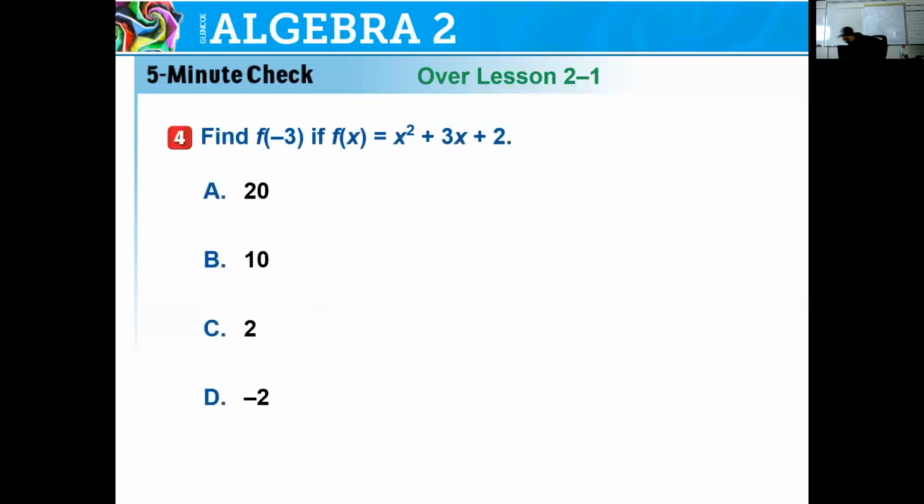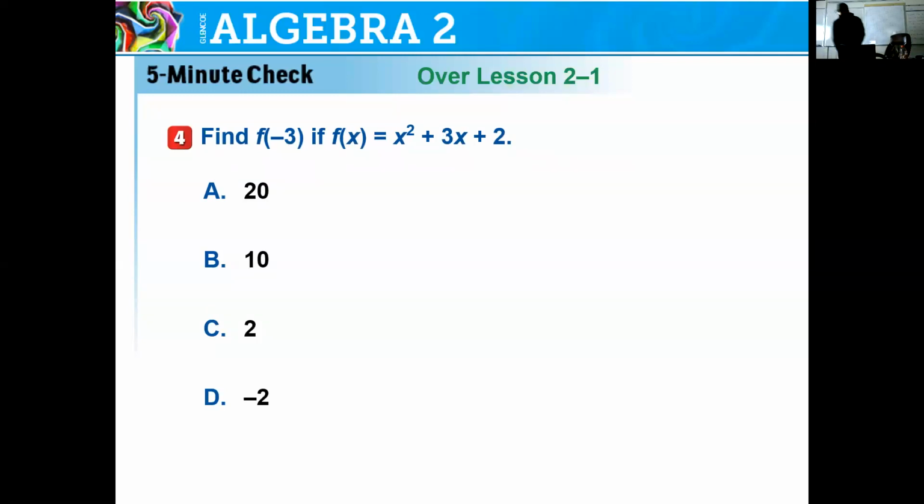I know it's stuff that you already covered, but we want to make sure I pound this into your guys' head. That way we never have to come back to it. So find f of -3 if f of x is equal to x squared plus 3x plus 2.